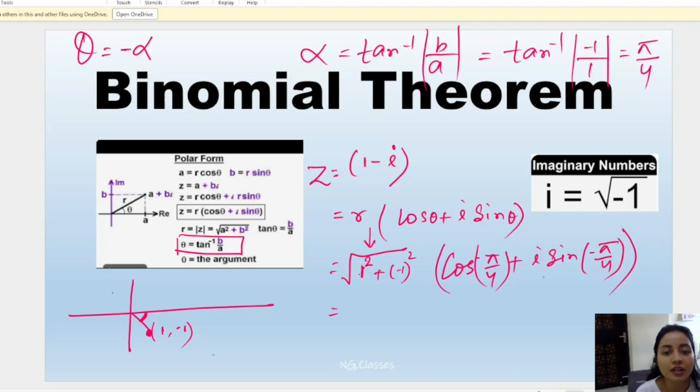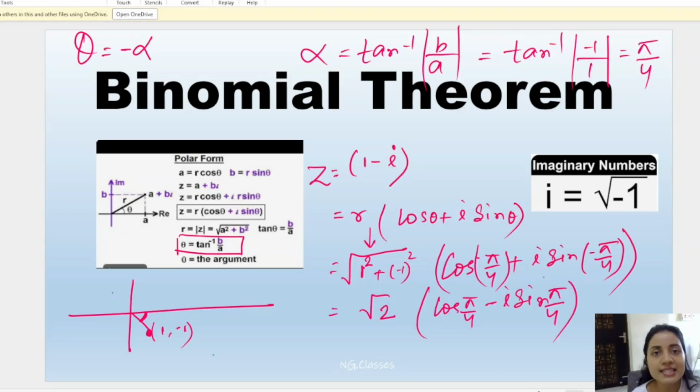Which is nothing but root 2. Cos of minus theta is just cos theta, so we'll write it as it is, cos pi by 4 minus i sin pi by 4, as sine of minus theta is minus sin theta. Got it? So we have the polar form of the given complex number.